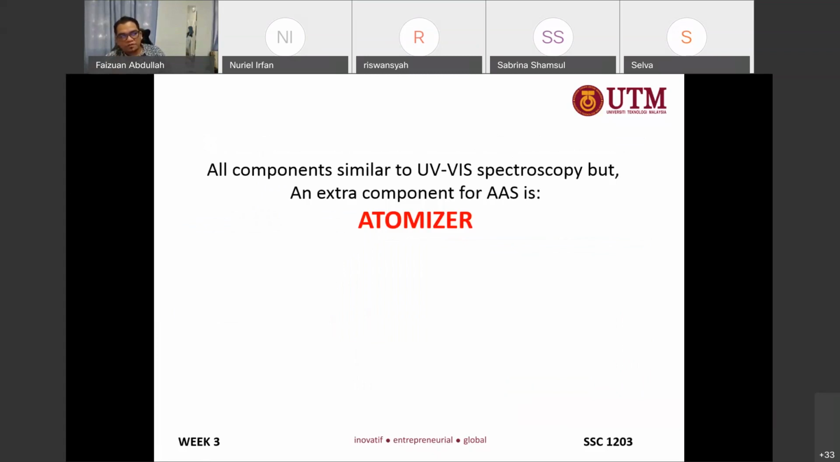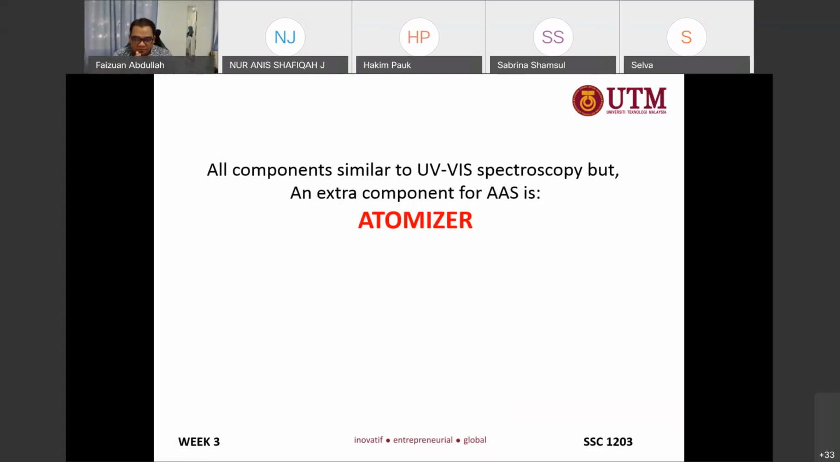All components are similar to UV-visible previously, but an extra component for AAS, we have the atomizer. In UV-visible, we just put the sample into a cuvette, right? Remember, sample container. Remember Beer's law? What is Beer's law? A equals epsilon b c. So b is the path length, right? And c is concentration. Yes, good.